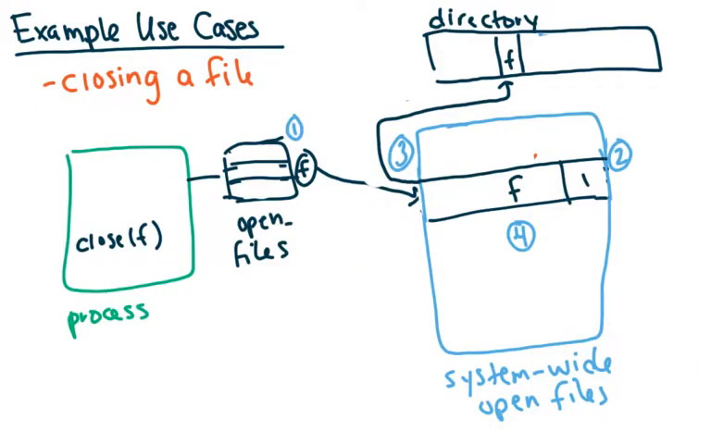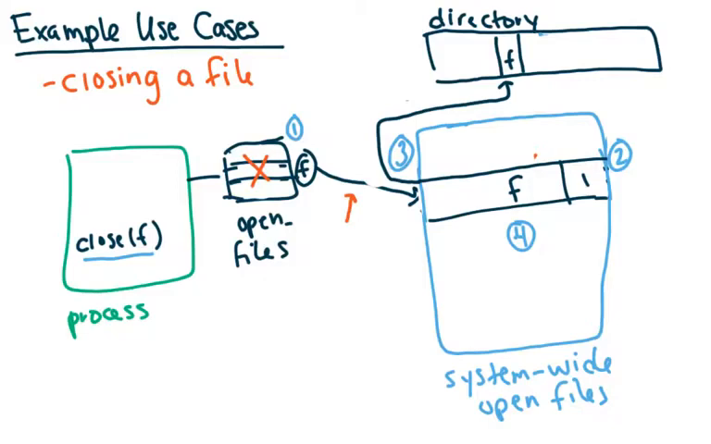Okay, so let's talk about closing a file. So now we have this process that is called the close function on F. The first thing that we do is get rid of this entry in the per process open file. But we should be very careful about keeping this link here, so we need to save the pointer somehow, because we need to follow it to get to the system-wide open file.